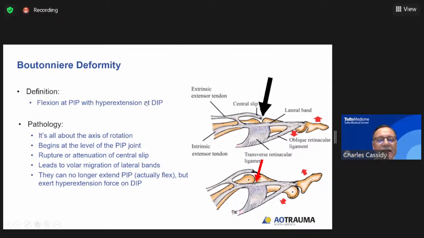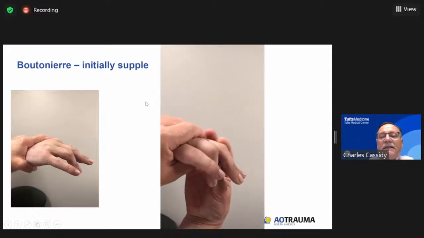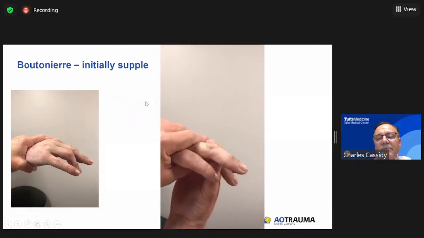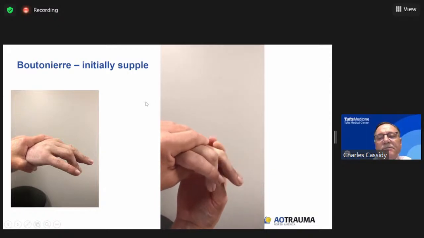They can no longer extend the PIP joint. They actually flex when they fire, but they exert a hyperextension force on the DIP joint. So a Boutonniere often is initially supple, and this is a beautiful illustration contrasting a flexion contracture and a Boutonniere. So if you take a look here, as I extend the PIP joint of this finger, you can see that the DIP joint hyperextends. As I extend the PIP joint of the ring finger, see the DIP hyperextend.